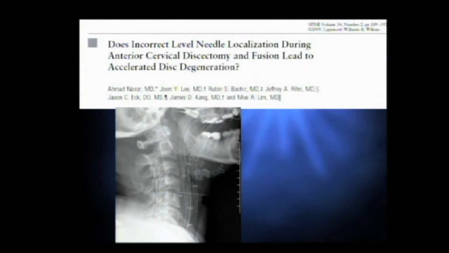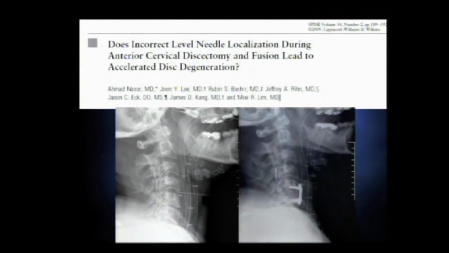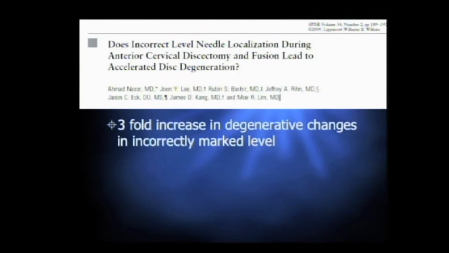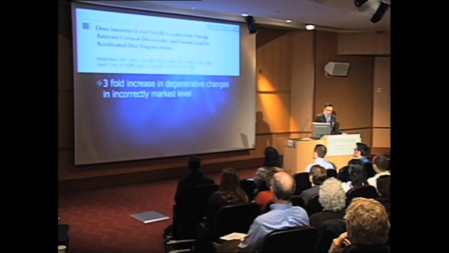That's fine. So you've got a needle at C4-5, but this patient had surgery at C5-6. This patient had an ACDF at C5-6. So now they have a fusion or an arthrodesis at C5-6 and a little needle puncture at C4-5. And they asked the question, what is the fate of this disc where they inserted a needle to localize their levels? And what they found is that there's a 3-fold increase in degenerative changes in the incorrectly marked level just by that needle annulotomy alone.